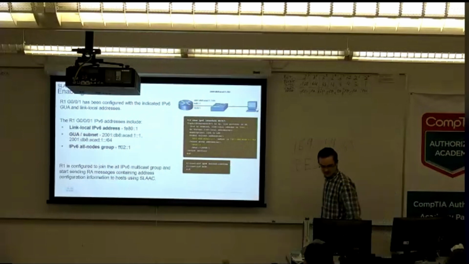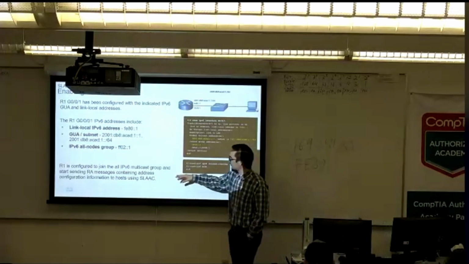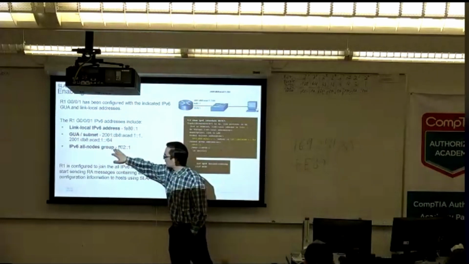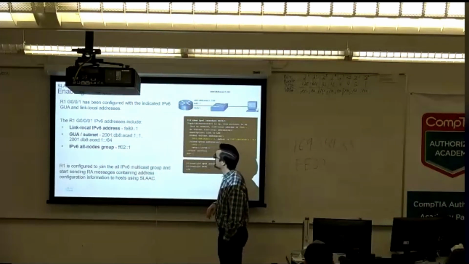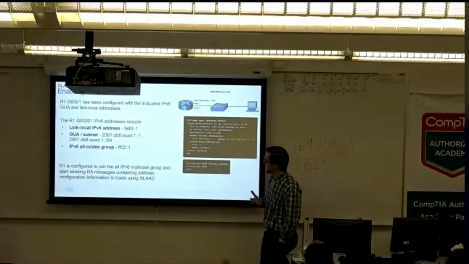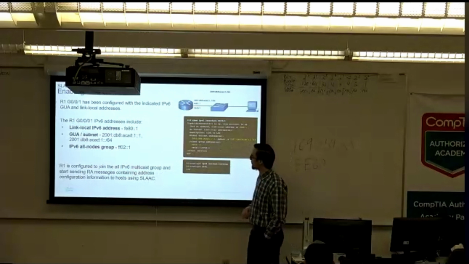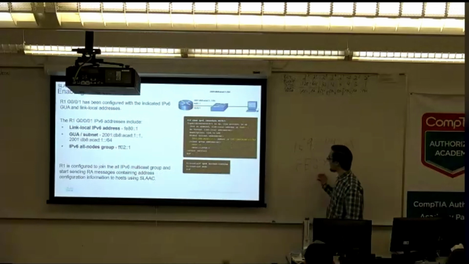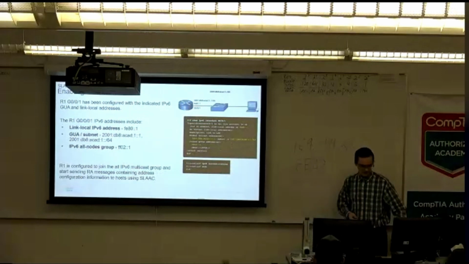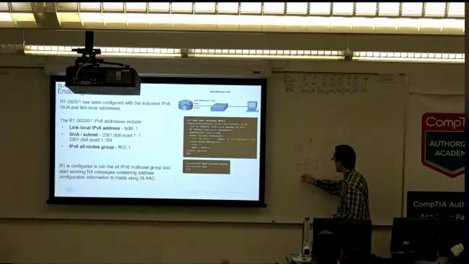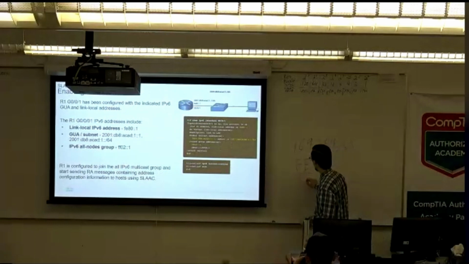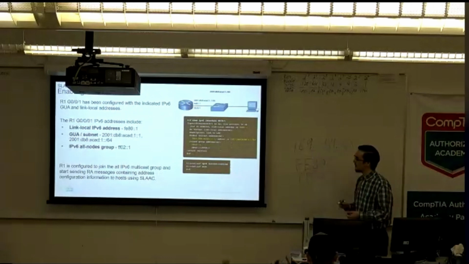All right, so the IPv6 all nodes group. So this is all IPv6 devices. Remember that, FF02. So FE80, FF02, that's one you need to remember. And that is the all nodes group.